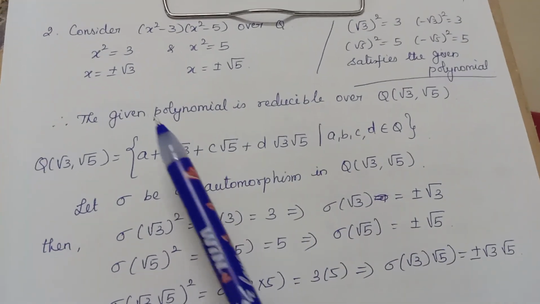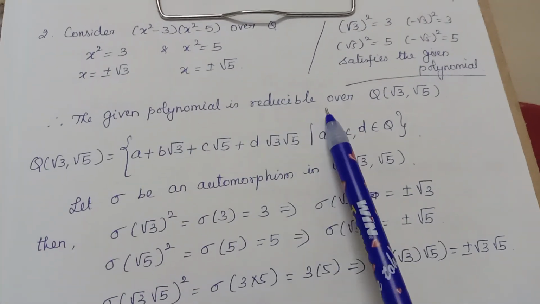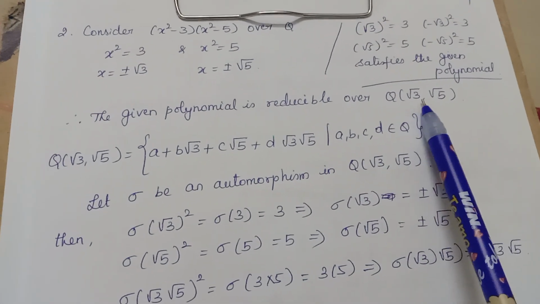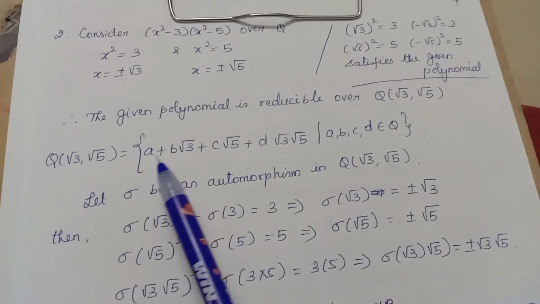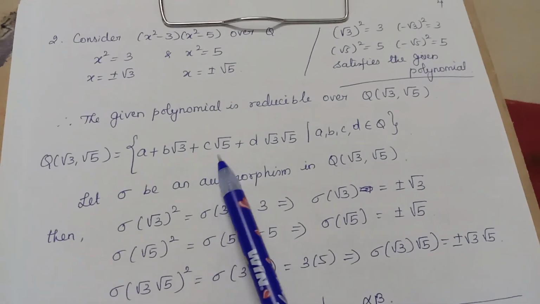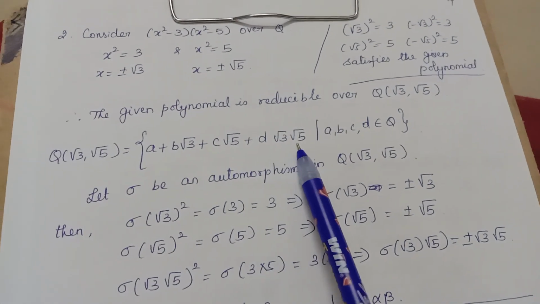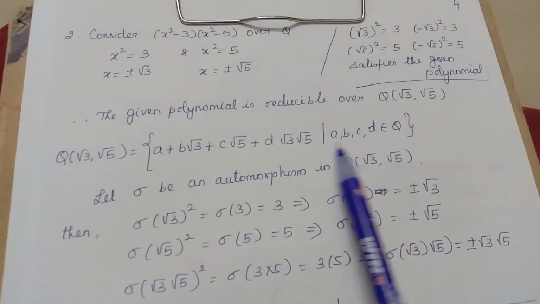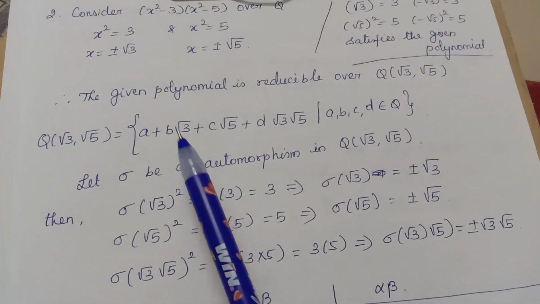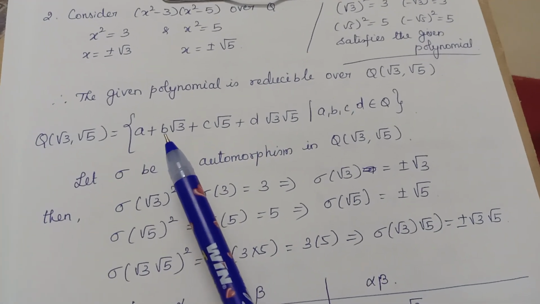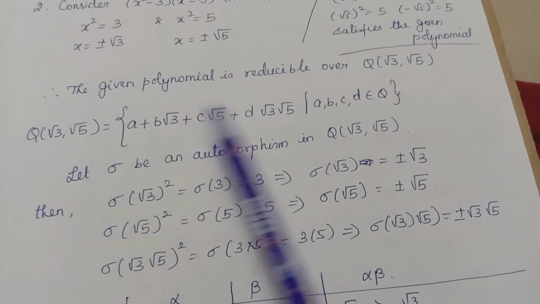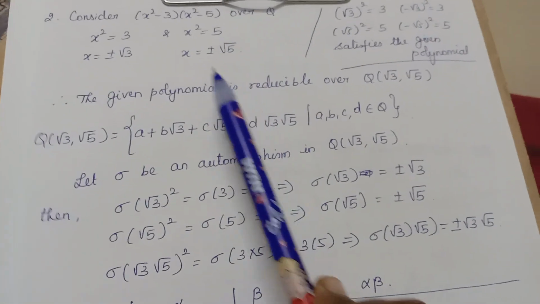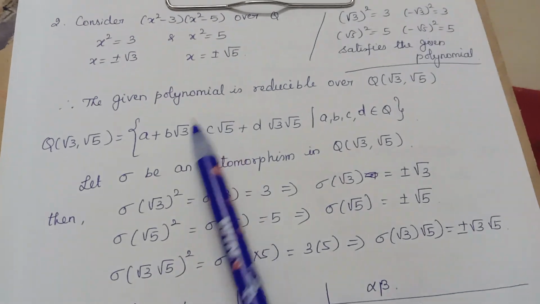Right. Now, this polynomial is reducible over Q of root 3 comma root 5. How will you write the elements of this Q of root 3 comma root 5? a plus b root 3 plus c root 5 plus d root 3 into root 5, where a, b, c, d are rational numbers. If you want to know how I write like this, you see the videos which I have already posted, right? So the elements of this field will take this form. Now, first step, we are finding the roots, then we are finding the splitting field.